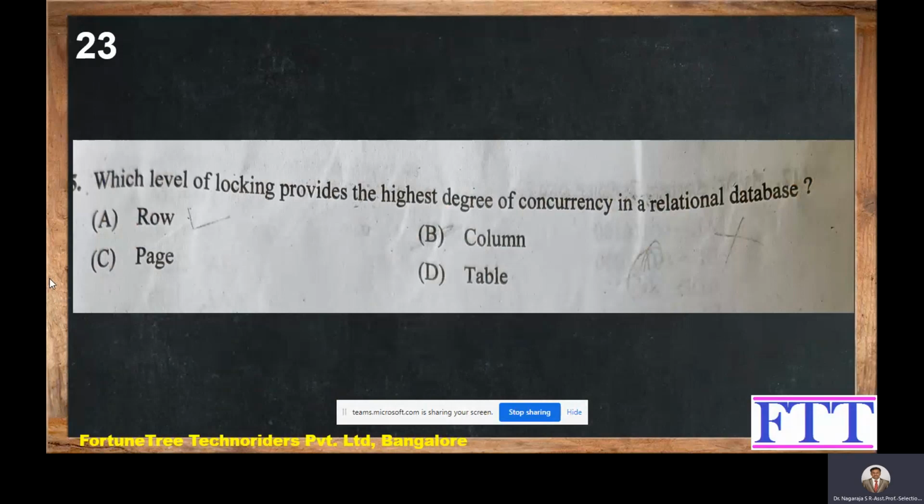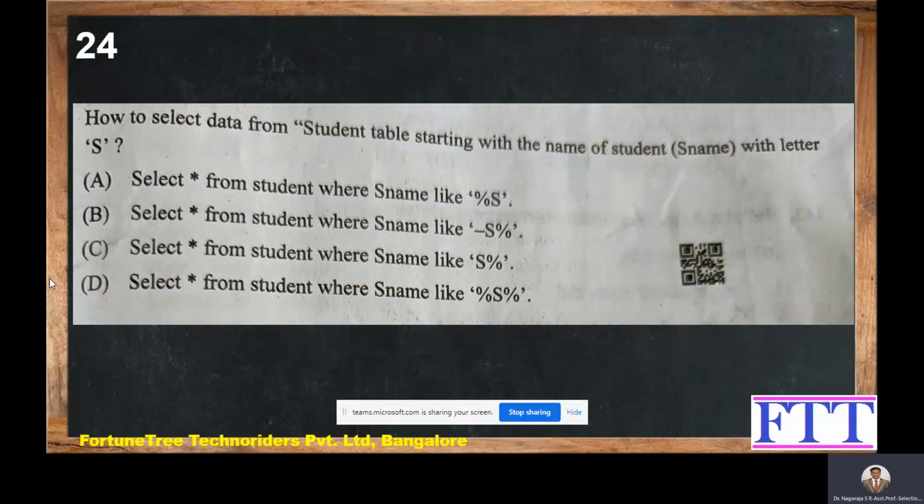Which level of locking provides the highest degree of concurrency in a relational database? Option A, row level. Option B, column level. Option C, page. Option D, table. So the right answer is option A, row. At the row level, it always provides the highest degree of concurrency in a relational database.